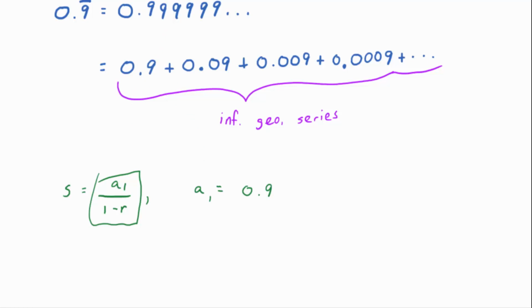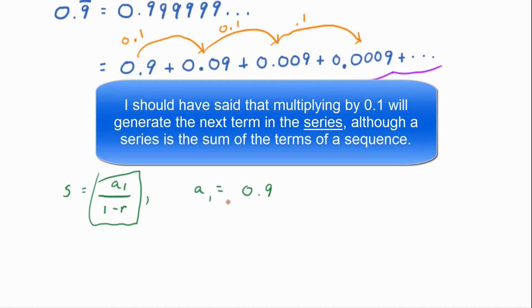A tenth? Yeah, a couple different ways to look at it. What could I multiply 0.9 by to get 0.09? And if I find that number, can I multiply it by 0.09 to get 0.009? And then can I multiply 0.009 times R to get 0.0009? What would that have to be? 0.1? Yeah. So if you multiply by 0.1, remember, that moves the decimal 1 point to the left. So each time, if you multiply the current term by 0.1, you're going to generate the next term in the sequence.